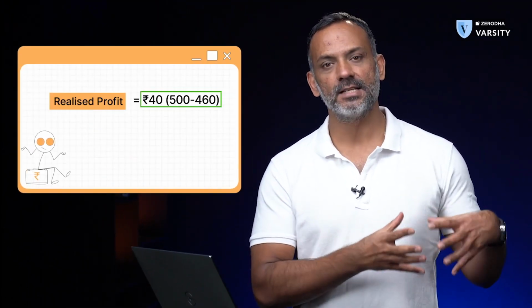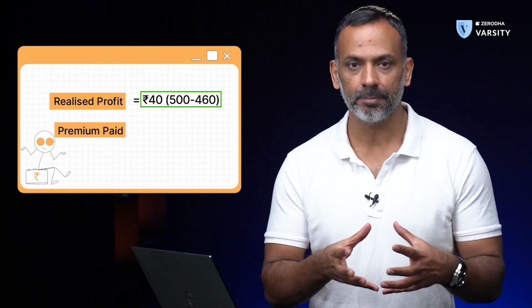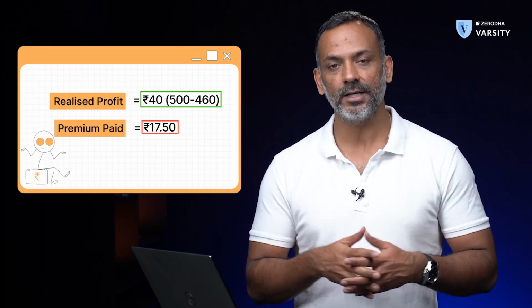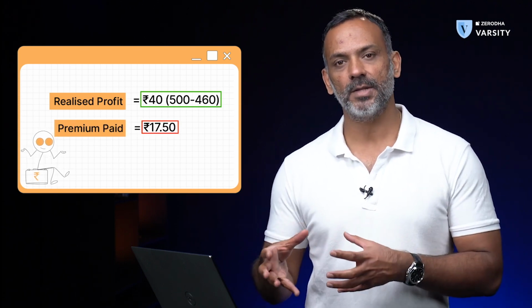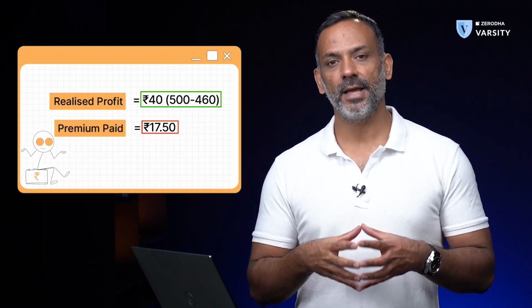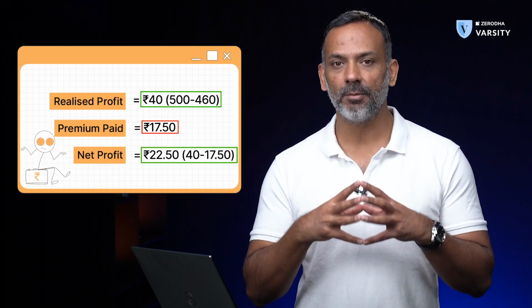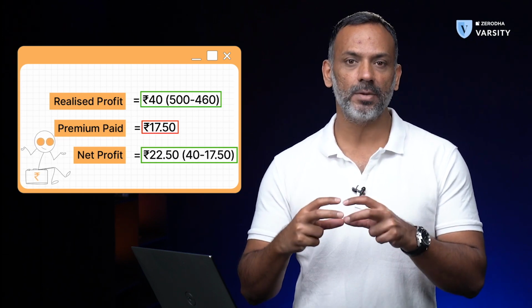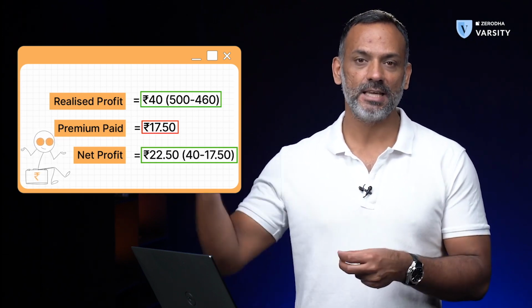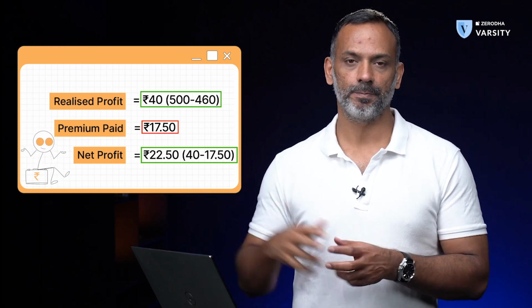But of course, I've paid 17 rupee 50 paisa as a premium. Therefore, I need to adjust for it. After adjusting for the premium that I've paid, the net profit that I make here is 22 rupees 50 paisa. Now, it's very important for you to remember that this profit number that I'm talking about right now is keeping expiry in perspective. We will talk more about that later. But for now, I just want you to understand that the profit that I make in this situation after adjusting for my premium paid is 22 rupee 50 paisa.